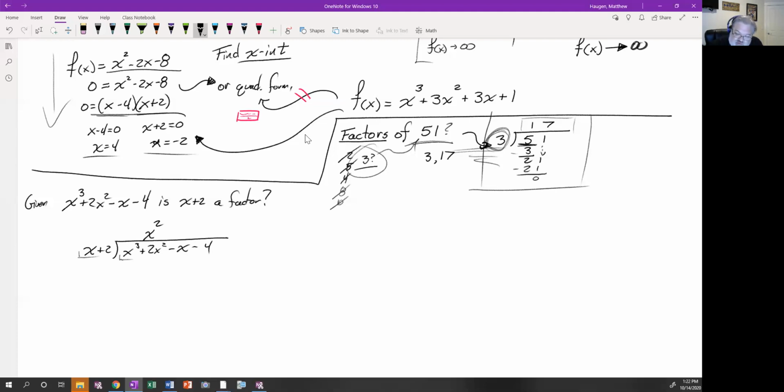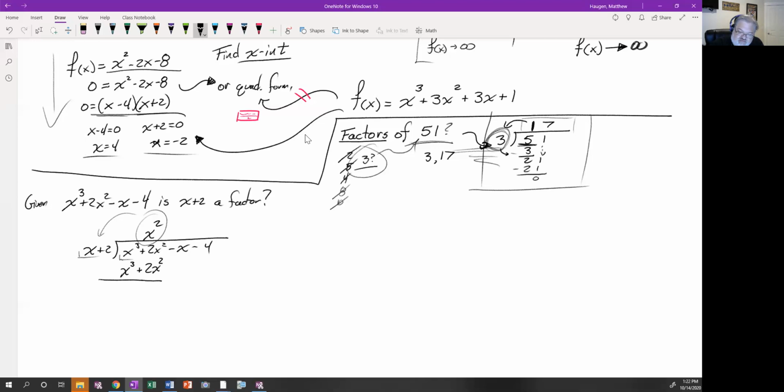And just like up here, when we did numeric long division, we multiplied that 1 times the 3 to give us that 3. Okay, so x squared multiplied by the entire x plus 2 is x to the third plus, let's see, 2x squared. No, that's going to give us a 0. That's fun.